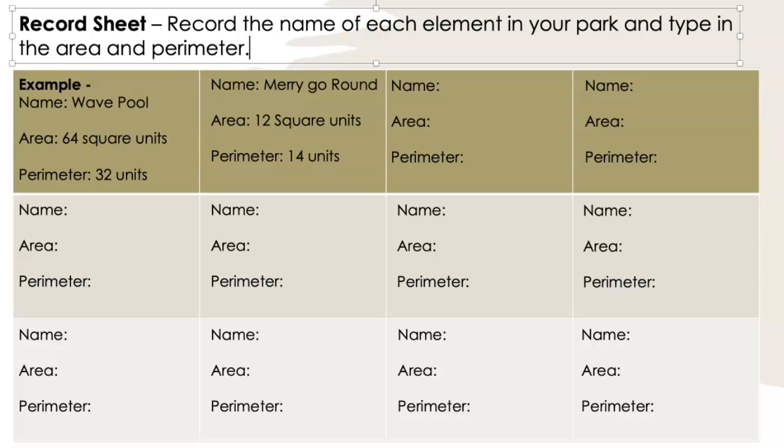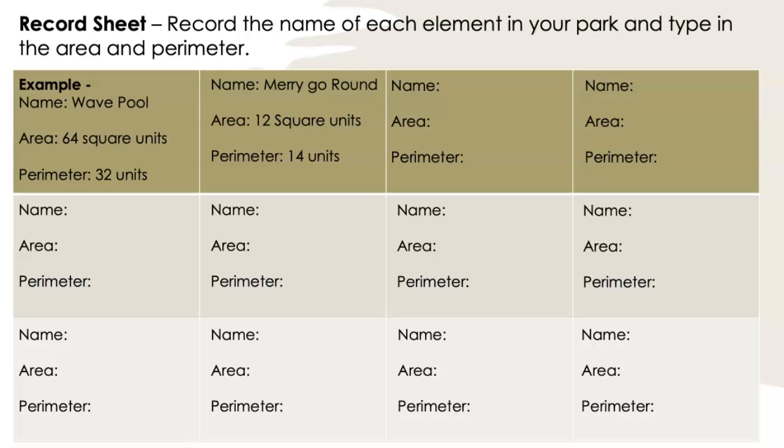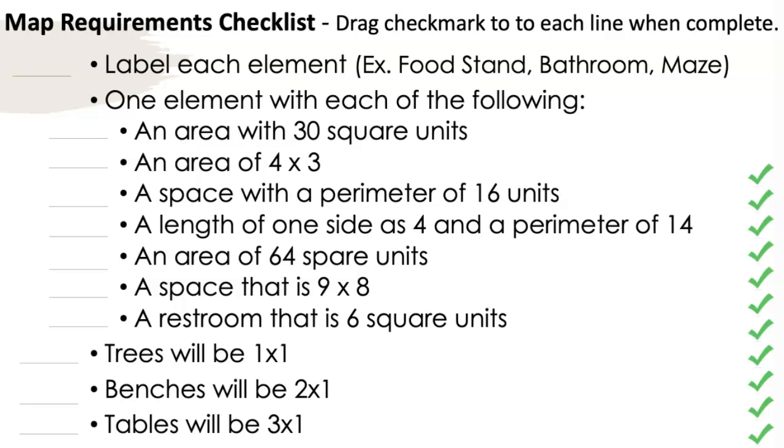So then you have 2 pages for this. If it takes 2, great. If not, that's okay too. You just have to be sure that you have the name of every element, the area, and the perimeter of those elements. And then down here, this is just your checklist.